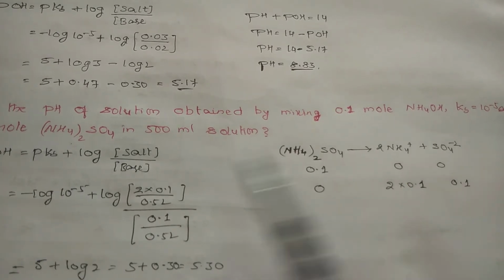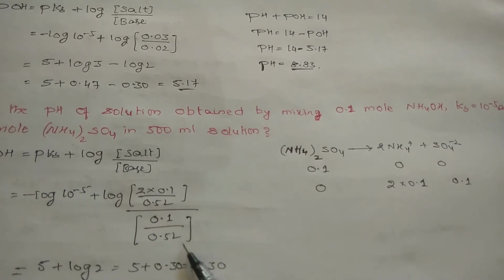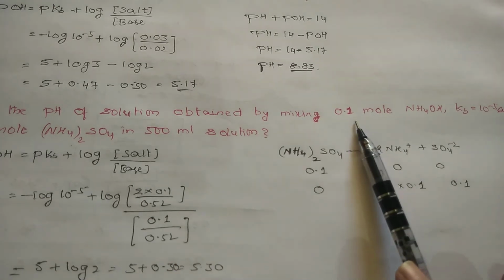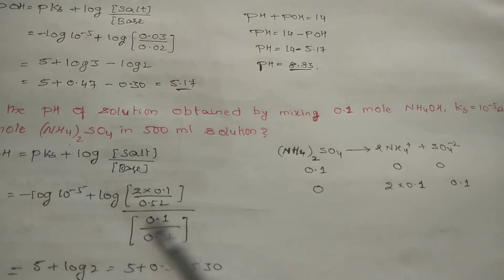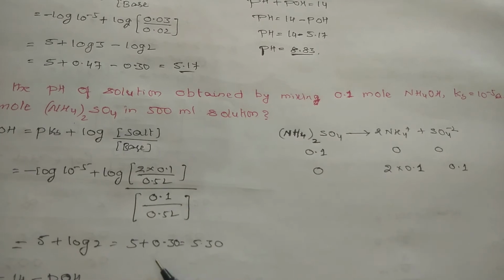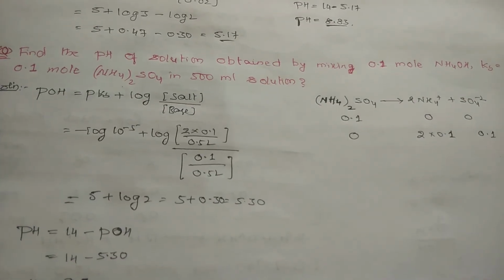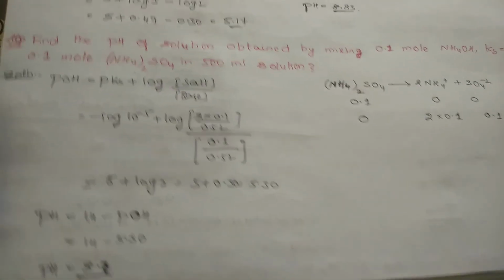Volume is 500 ml, or 0.5 liters. For the base, it is 0.1 mole, already mentioned. Volume is this one. So if you do that, 5 plus log 2, this 0.5 L and this 0.5 L will be cancelled. This is liters. So finally the value will be 5 plus 0.30. It is equal to 5.30. pH will be equal to 14 minus pOH. Finally pH will be equal to 8.7.